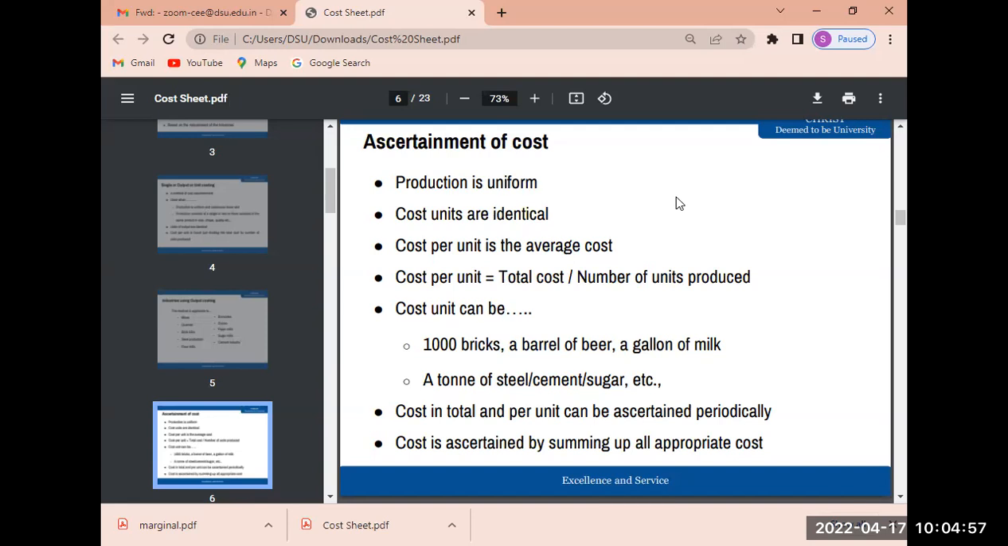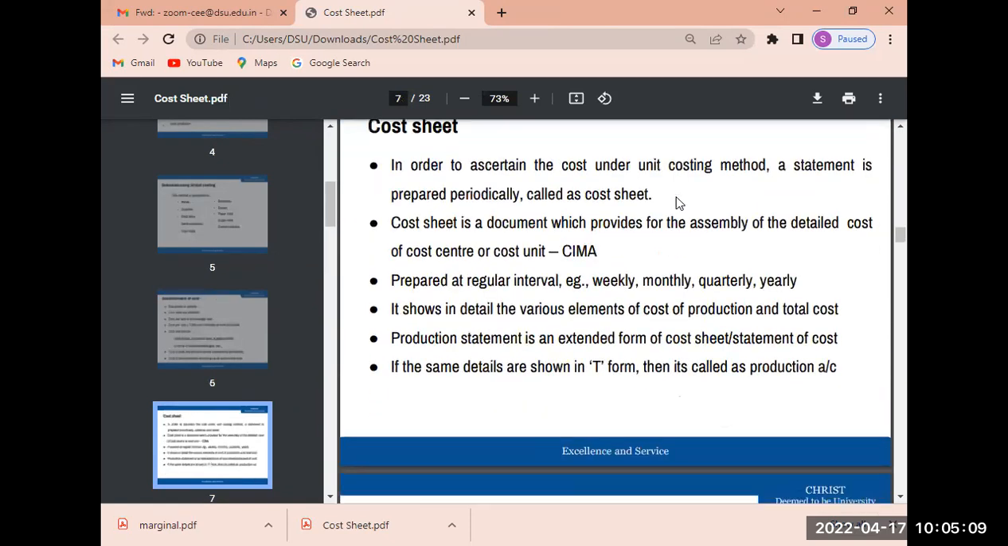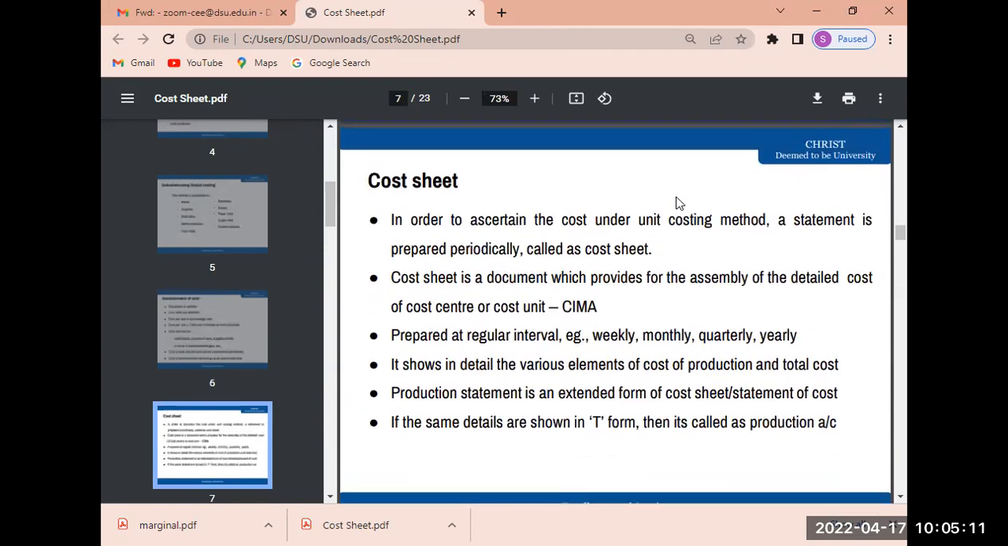Cost is ascertained by summing up all appropriate costs. What are those appropriate costs? We are going to discuss that now. Already we outlined it: material, labor, expenses plus overheads. So in this particular method of ascertainment of cost, we use a particular instrument. That instrument is called a cost sheet, a document. Okay, so the cost sheet is the document which helps us in ascertainment of cost in unit costing.